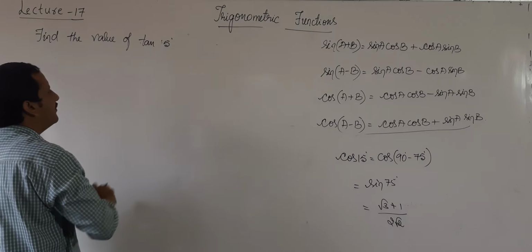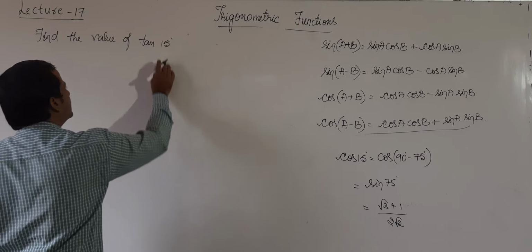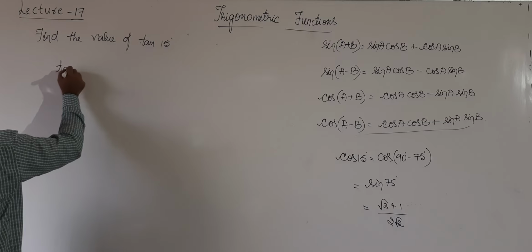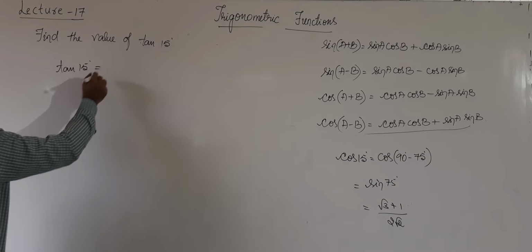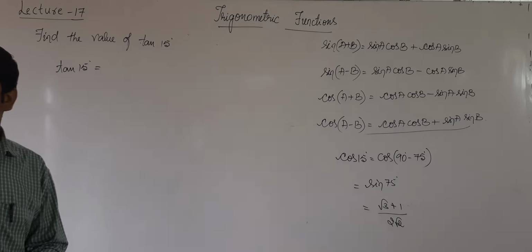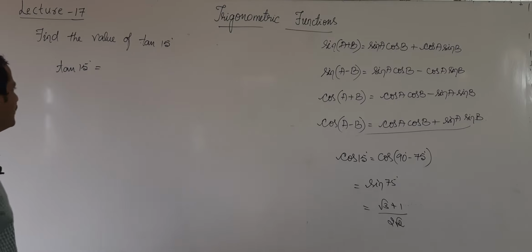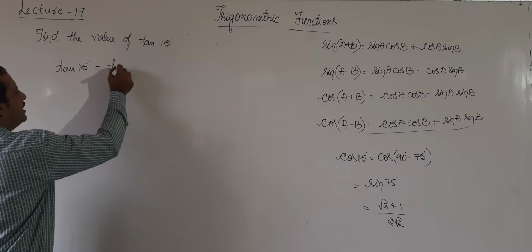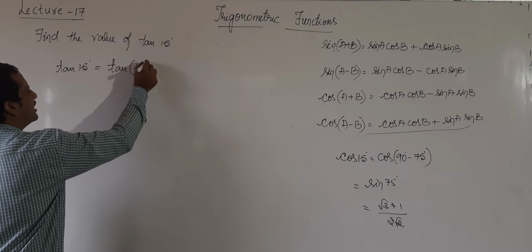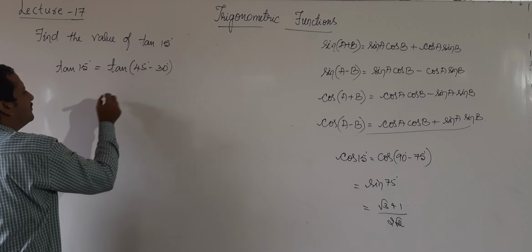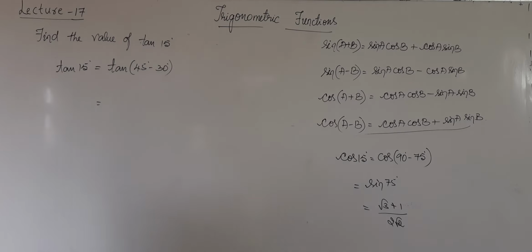Tan 15 degree, I want. Okay, say tan 15 degree. You can write this as sin 15 by cos 15, and like what I did now, in that way you can obtain the answer. Or if you want any other method, I will write it as 45 minus 30. 15 degree can be written as 45 minus 30.